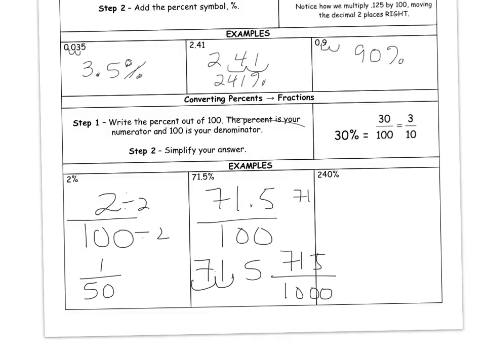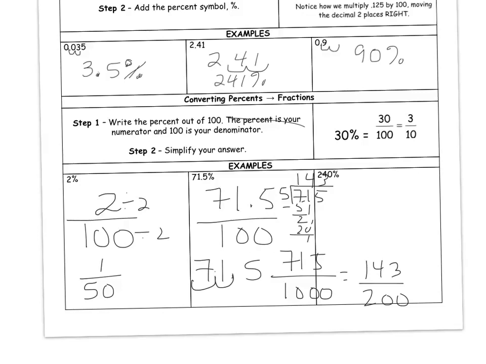So 715, how much is that going to be? 1, 4, 20, 143. Alright, so this would equal 143, and then 5 into 1,000 would be 200. And I can't simplify that any further. So that would be my fraction.